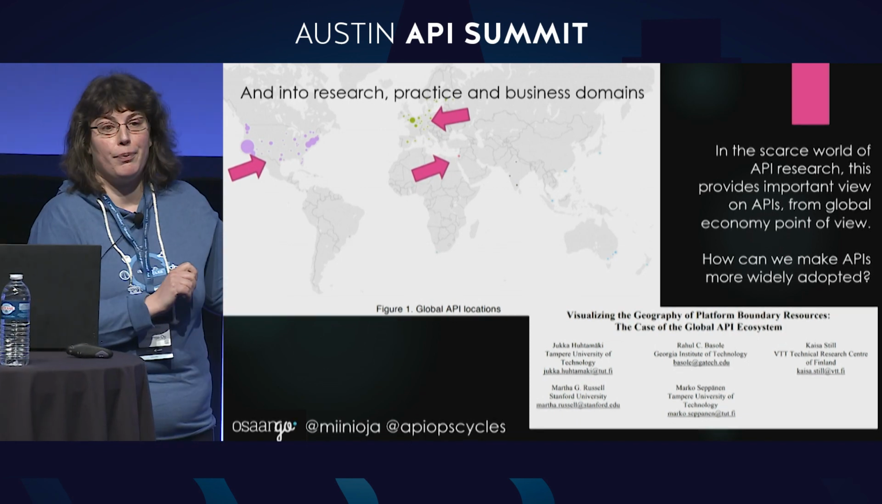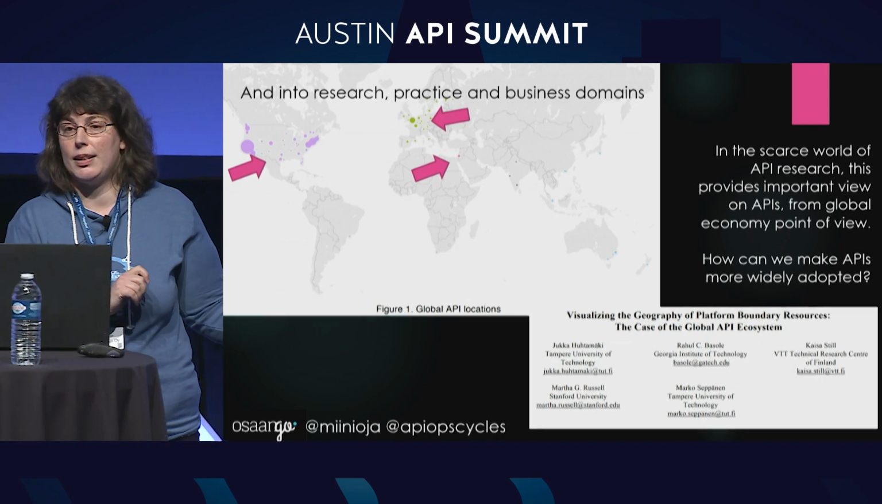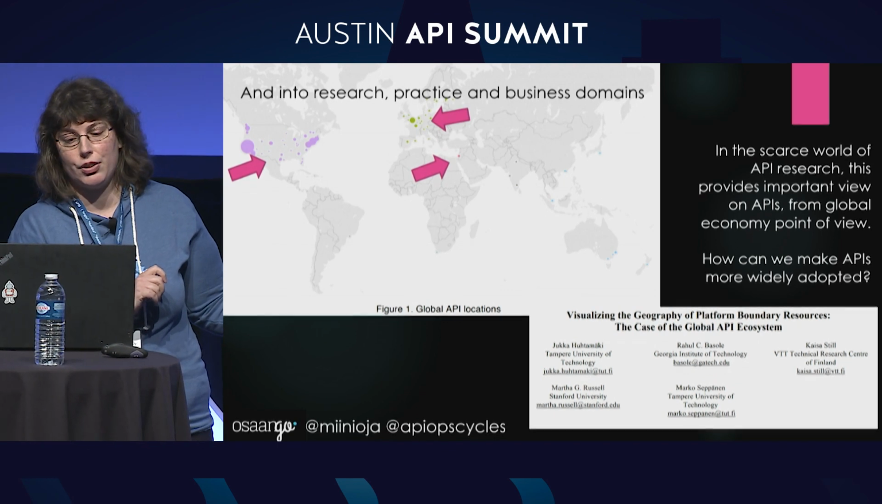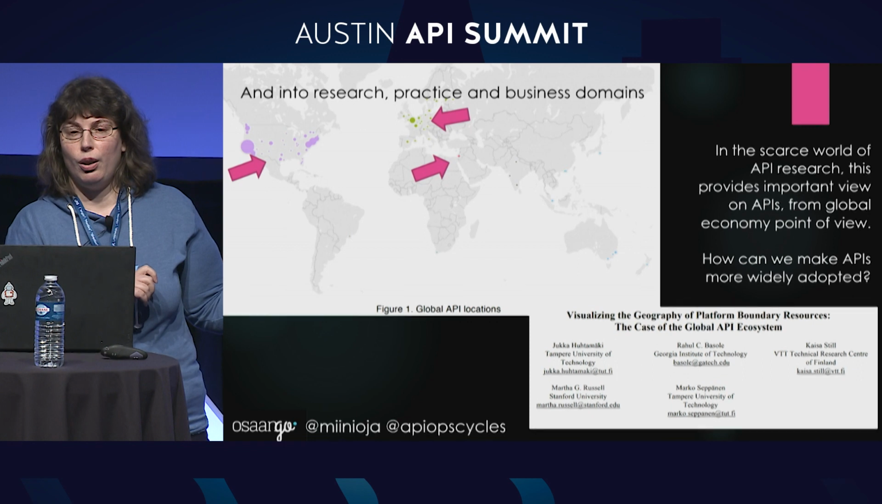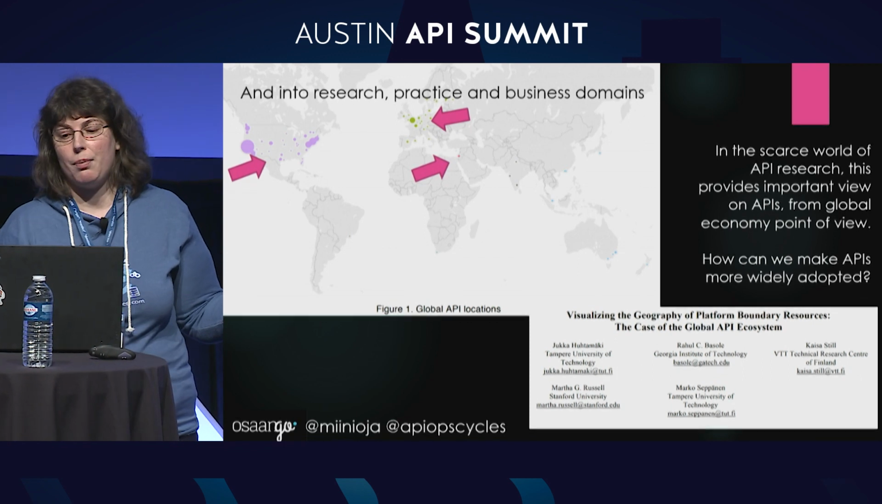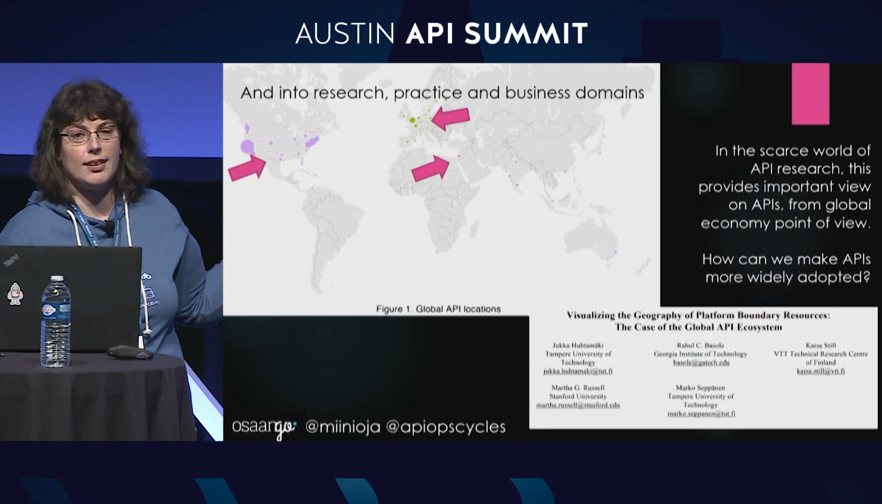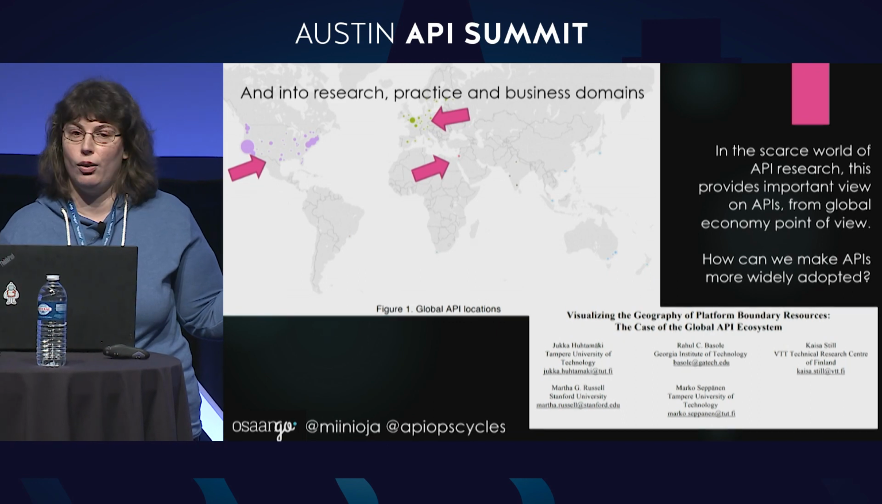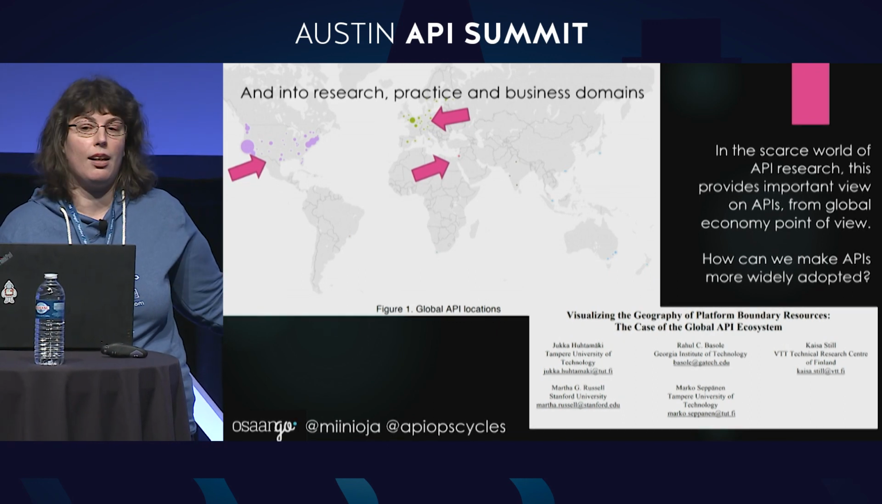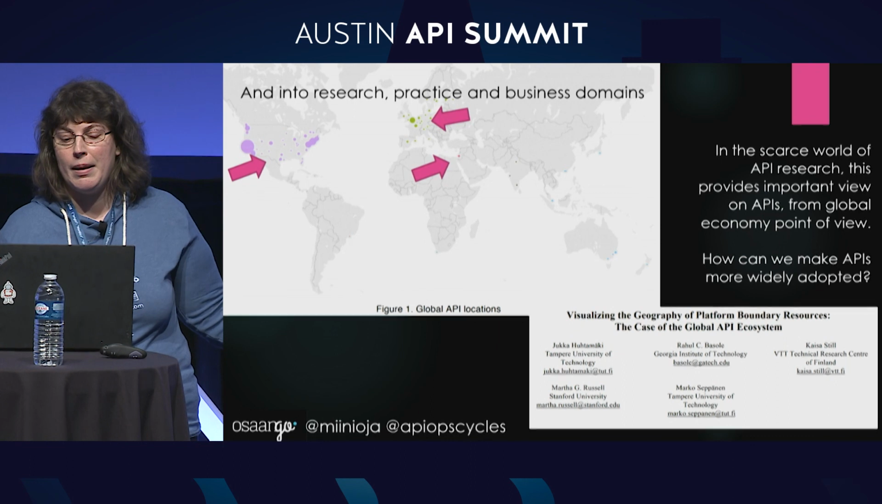situation where there's very little research on APIs, like scientific research. And we don't know a lot about what makes APIs good or bad, or why some areas in the world have a lot of APIs and a lot of good APIs, and other parts of the world don't have them.